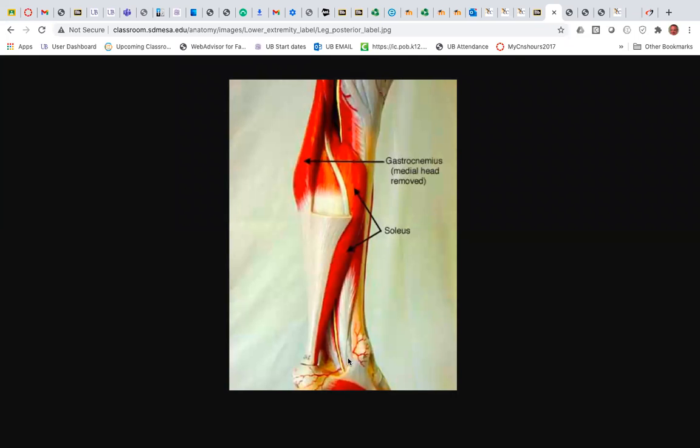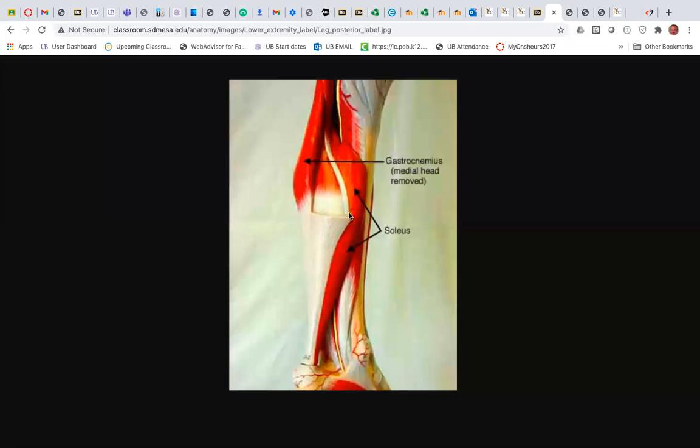So with the leg or knee in the extended position, the gastrocnemius is very strong. When you bend the knee, since the gastroc crosses the knee and bends the knee, you then are isolating the soleus muscle, okay? Because you bent the knee, you activated the gastrocnemius at the knee, okay?